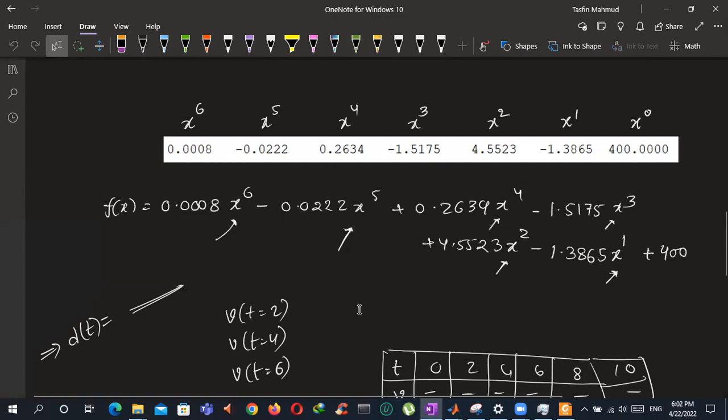Double derivative, we won't give any problem, hopefully won't give any problem regarding double derivative.